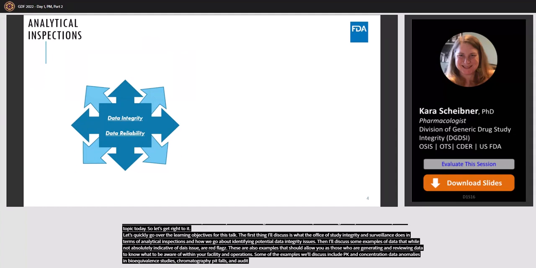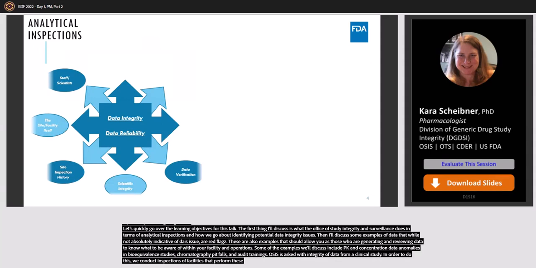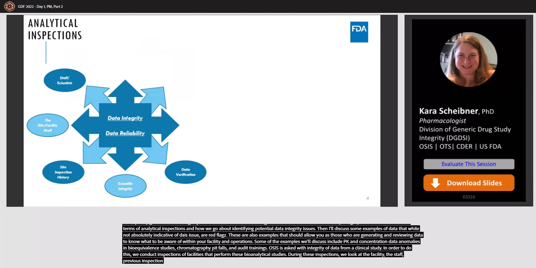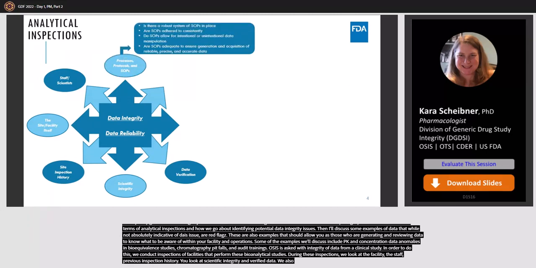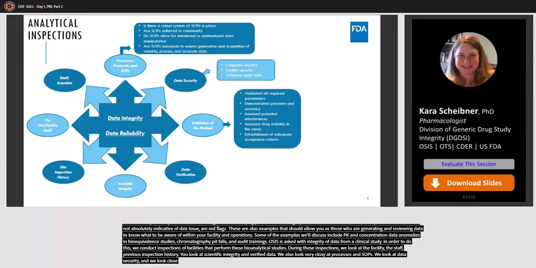OSIS is tasked with verifying the reliability and integrity of data generated from the bioanalytical part of a clinical study. In order to do this, we conduct inspections of facilities that perform these bioanalytical studies. And during these inspections, we look at the facility, the staff, previous inspection history. We look at scientific integrity and verified data. We also look very closely at processes and SOPs. We look at data security, and we look closely at the validation of the bioanalytical method.